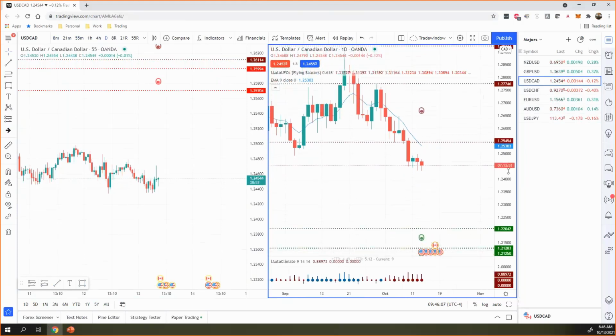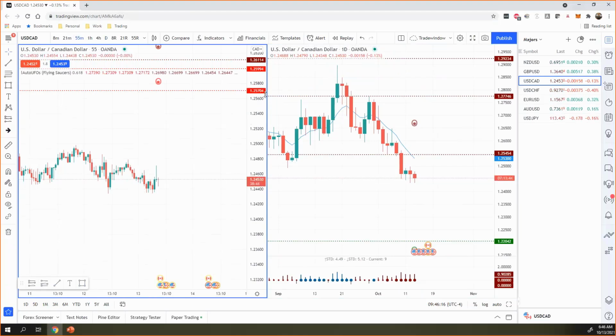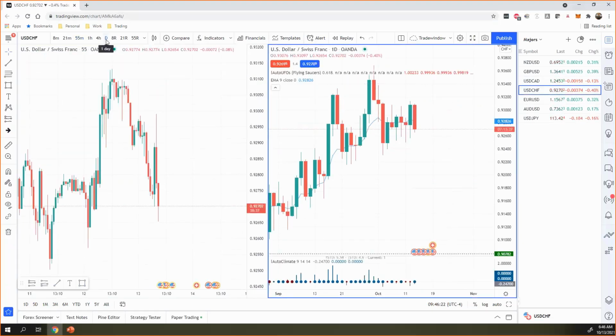Holy cow. Okay, so as you see, moving average being at 25,303, the nearest UFO we have is at 25,700. So that's just not going to happen anytime soon. Let's go ahead and move on. Confirmed up climate on the dollar franc, already trading below the moving average. Nothing to do there.